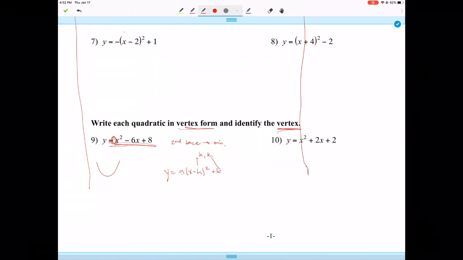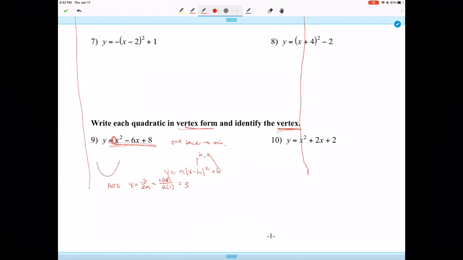If you didn't have a graphing calculator, you would need to find the vertex, and the way I would suggest doing it, rather than completing the square, I would use the axis of symmetry equation, which is x equals negative b over 2a. So in this problem, that would be a negative negative 6, which is a positive 6. Okay, so that would be positive 6 all over 2 times 1. That gives us 3. Our axis of symmetry is 3.